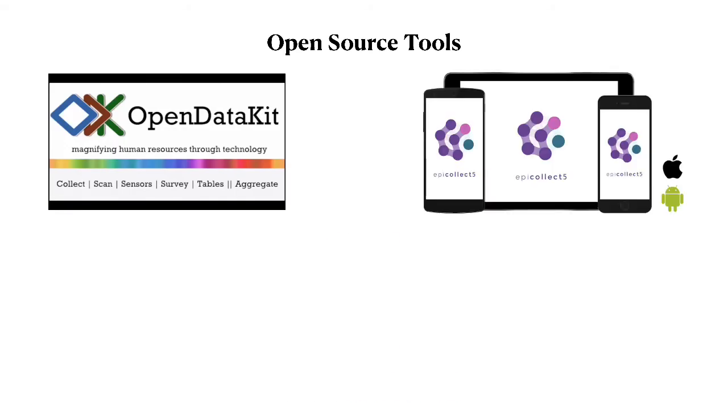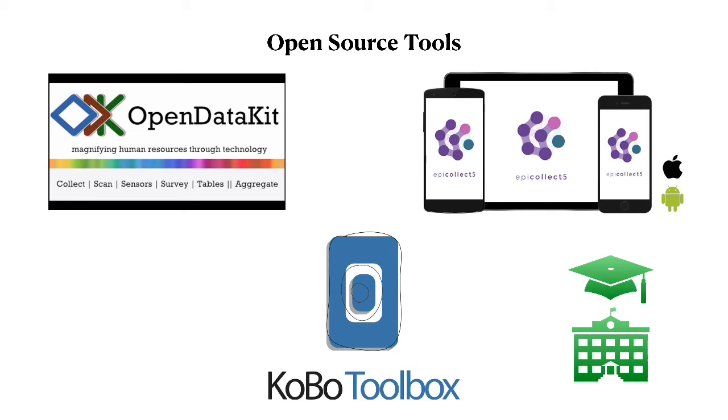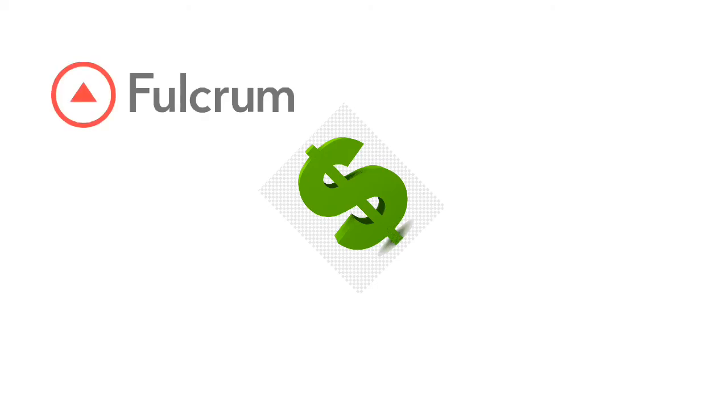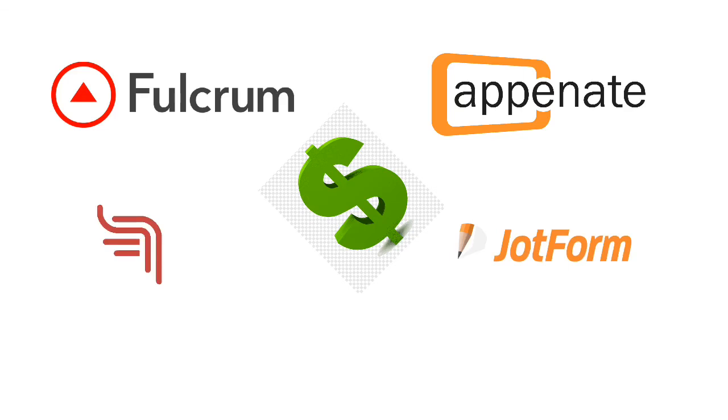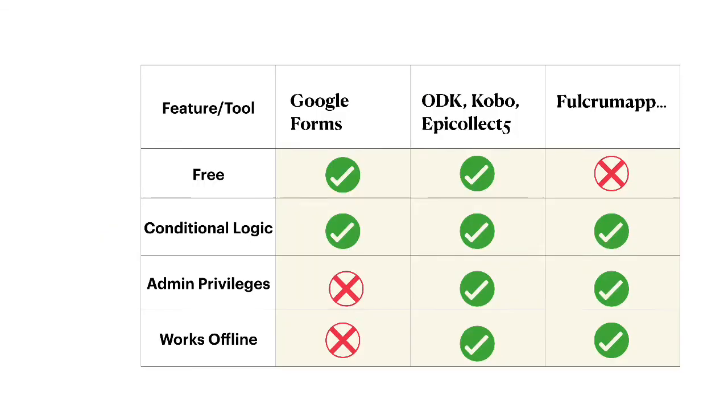Going ahead, let's look at a set of tools hailing from the open source community. Some of the most popular ones are Open Data Kit, KoboCollect, and AppCollect 5. These are developed by academic universities to help researchers collect data in the most trying and difficult terrains. Another set of tools are paid and subscription fee based. They are for really large mission critical projects used by big enterprises. The popular ones are Fulcrum App, Appanate, JotForms, MacP, and so on. So let's quickly compare these tools based on the criteria discussed earlier.